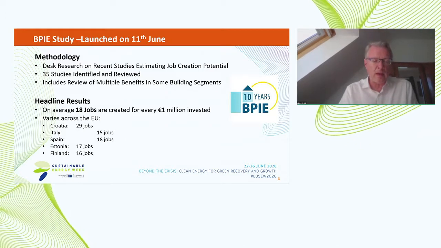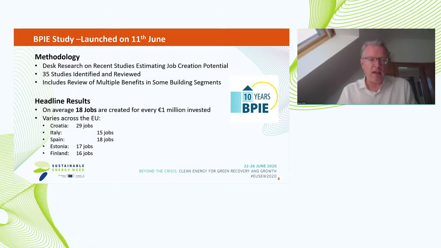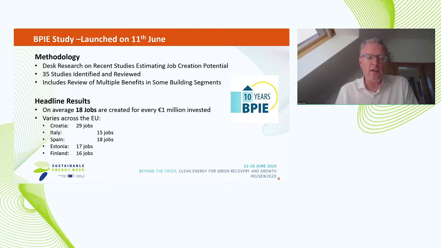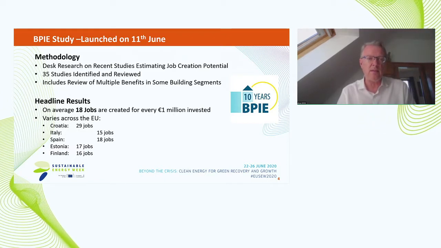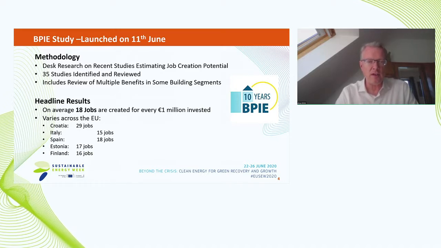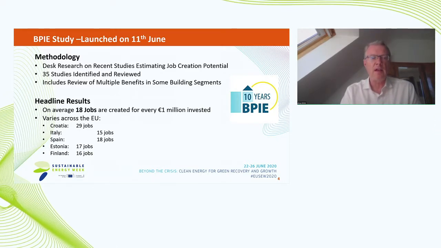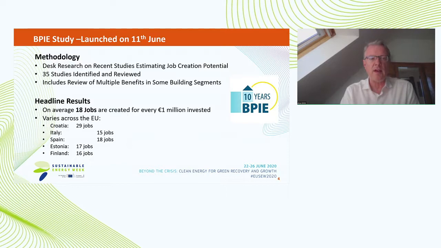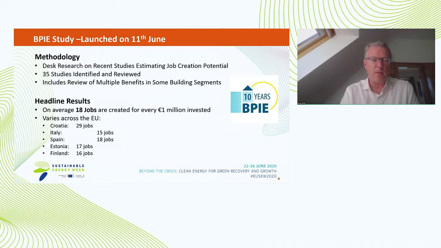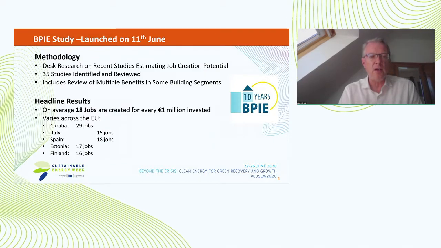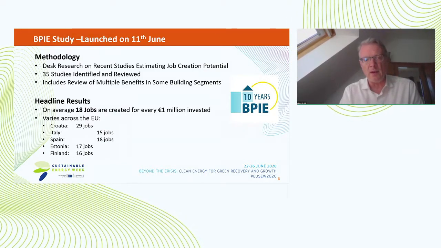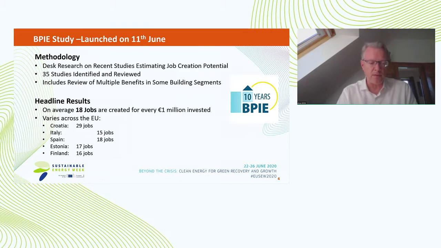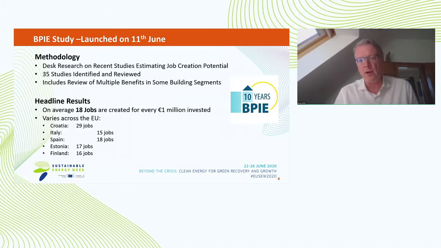The headline result of our work with the BPIE is that on average, 18 jobs are created in the European Union for every 1 million invested in building renovation. Now, naturally, given that member states have different starting points, the number of jobs varies depending on different factors like cost of employment, cultural issues, etc. And we see a range here in the slide, running from a low of 15 jobs per million in Italy to a high of 29 jobs in Croatia. As I say, the average number of jobs comes down to 18 per million invested.